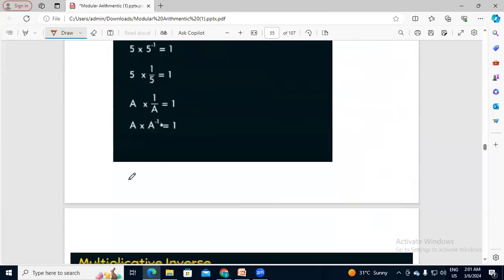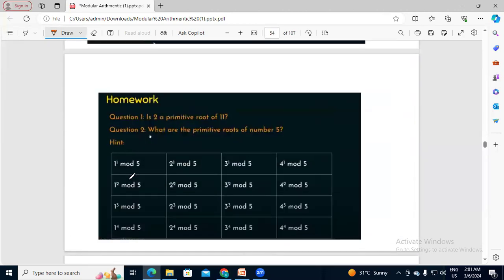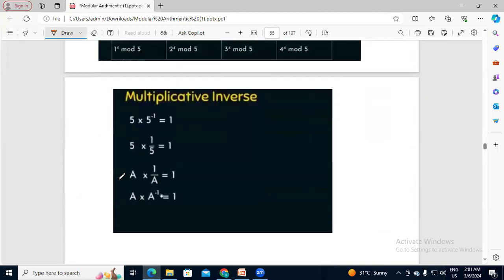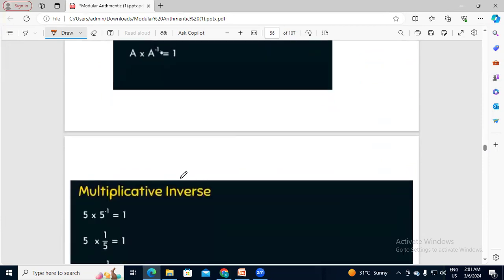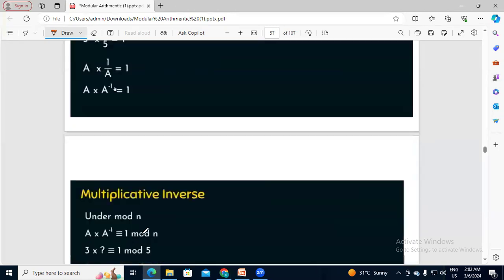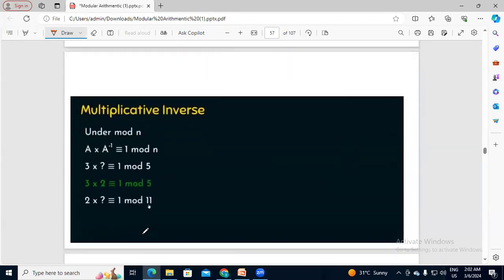Moving on, the next concept, finding the multiplicative inverse of a number. We know what we mean by multiplicative inverse. 5 into 5 inverse is 1. How can one write 5 inverse? 1 by 5, right? In the same way, a into a inverse will be 1. So how can one find the multiplicative inverse in the case of modulus operation?